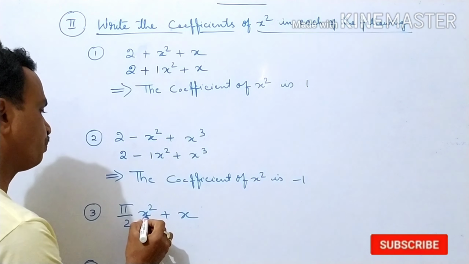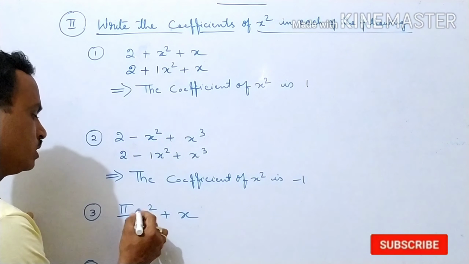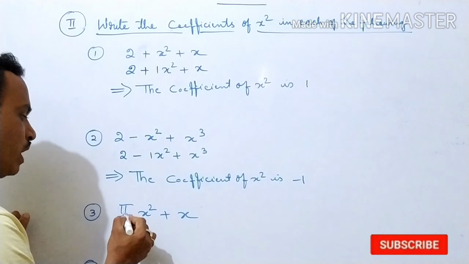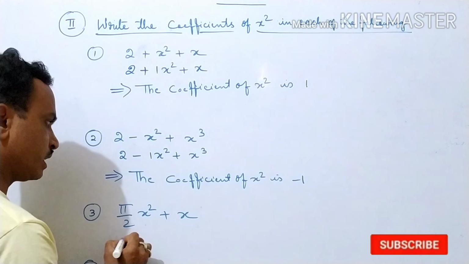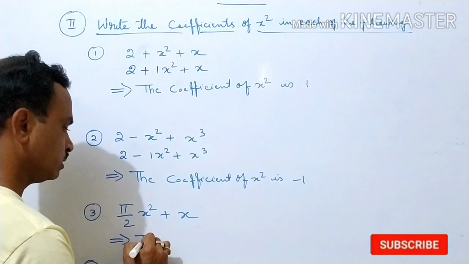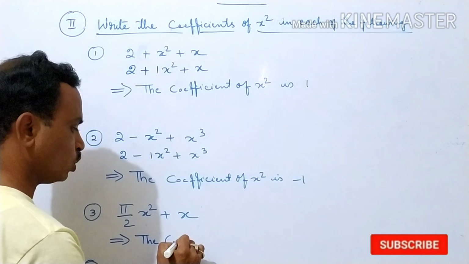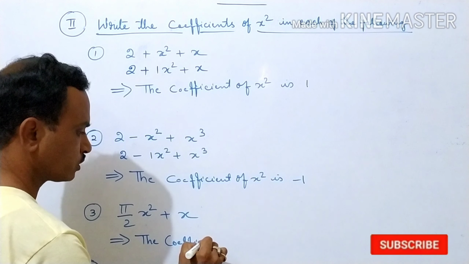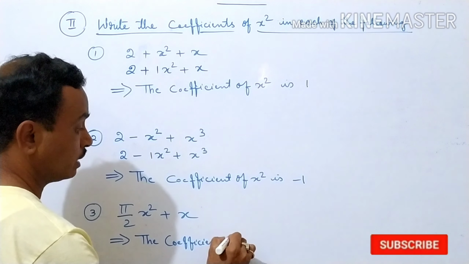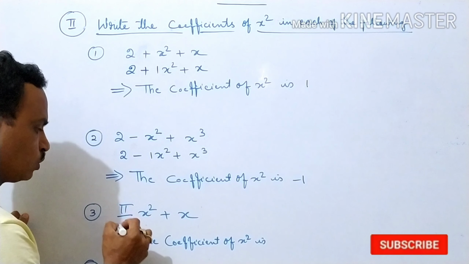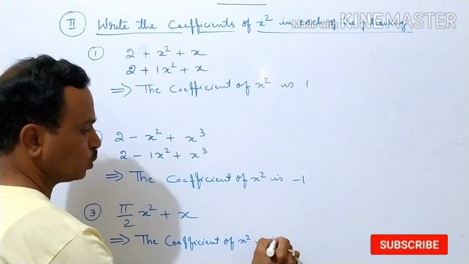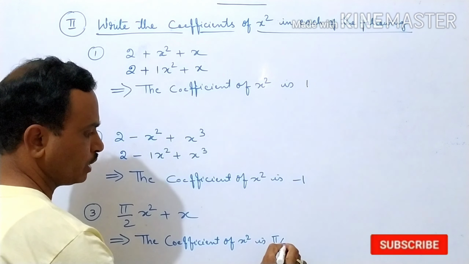The next one: what is the coefficient of x square? Pi by 2. So we will write directly here, this implies the coefficient of x square is pi by 2.